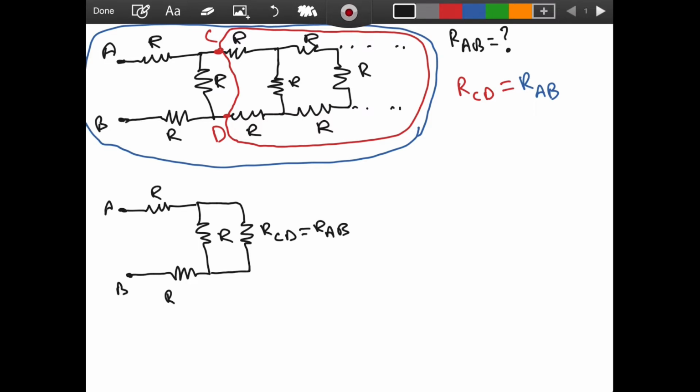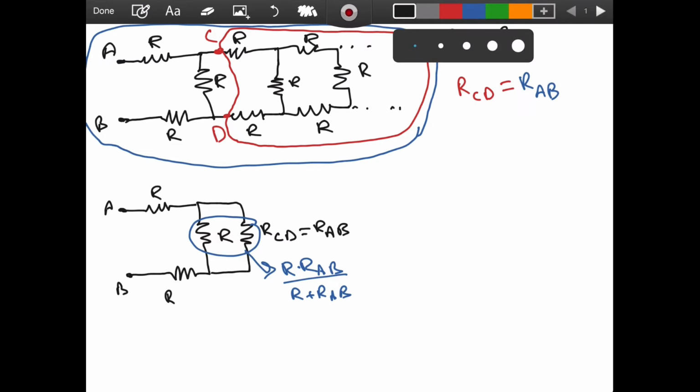And what could we do? Instead of these 2 resistors in parallel, we can write their equivalent resistance, which is just equal to this. If you watched my previous videos, you know that this is the case. If you didn't watch them and you don't recognize this formula, go ahead and watch those, please. So let me draw it one more time.